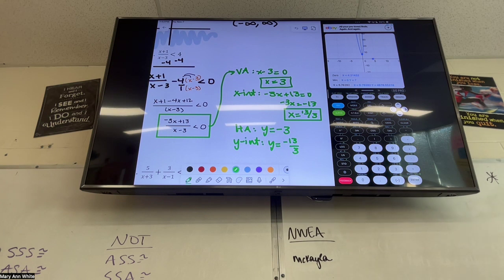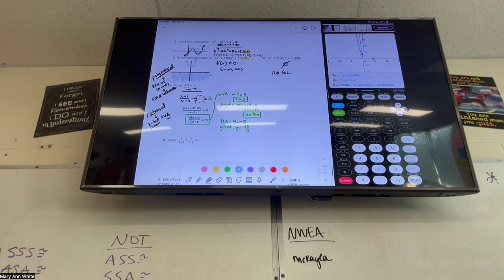Yeah, Cam. Horizontal asymptote, where did you get negative 3? Because my exponents are the same, it's an x and an x, I just look at their leading coefficients, so negative 3 over 1. Good question. Okay, let's sketch a graph of this.